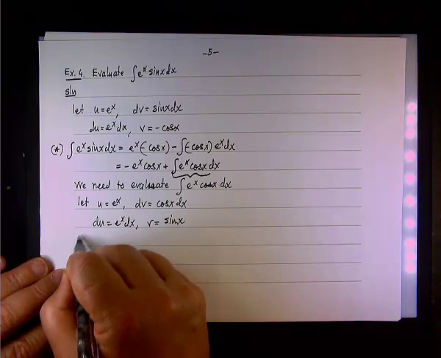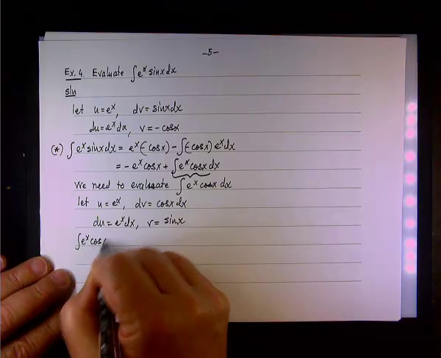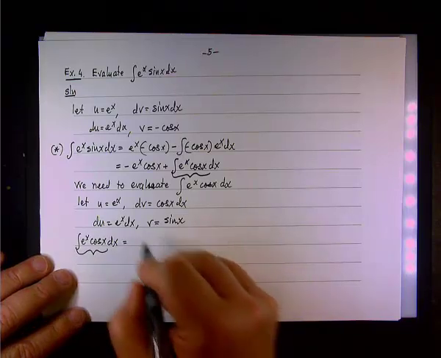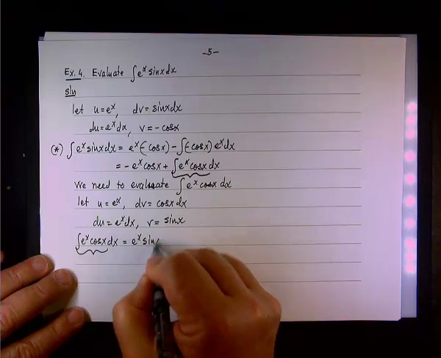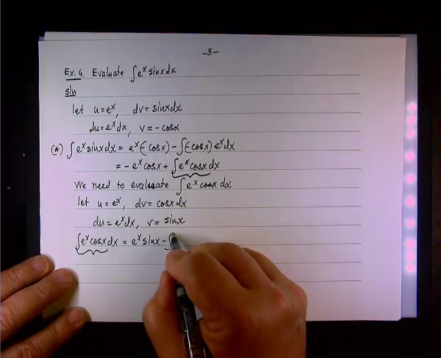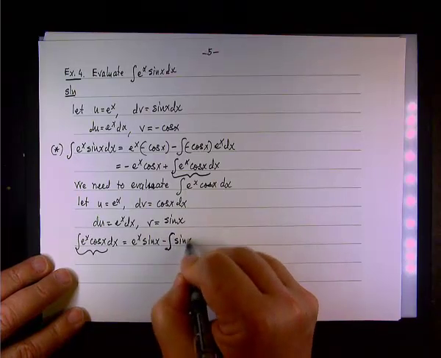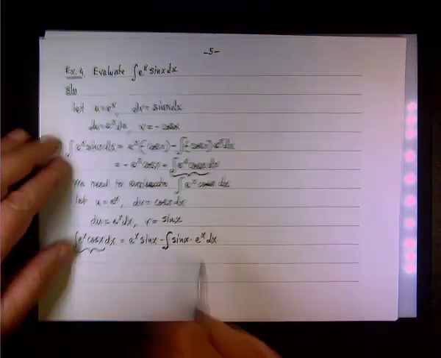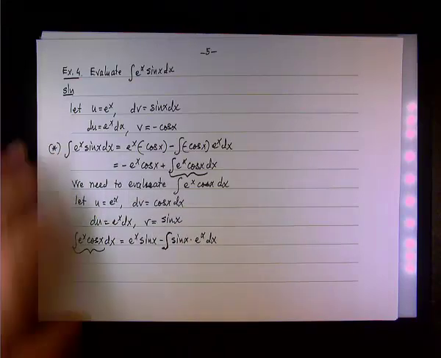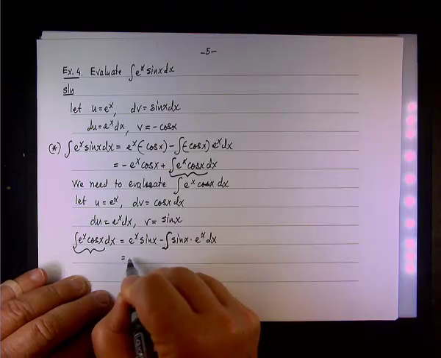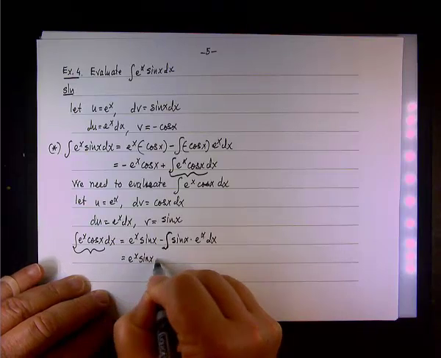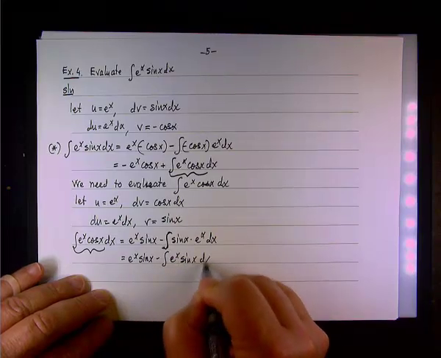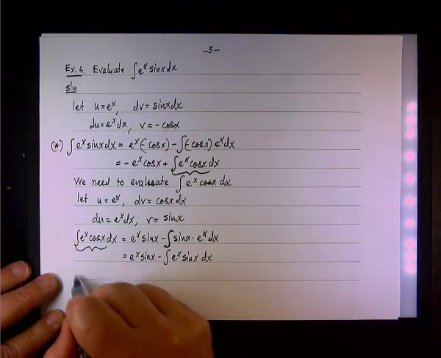All right, so apply the integration by parts rule one more time. The integral of e to the x cosine x dx, this is u dv, the integral of u dv equals u times v, in this case e to the x sine x, minus the integral of v du, minus the integral of sine x times e to the x dx. Isn't it what we started with? I can write it as e to the x sine x minus the integral of e to the x sine x dx.